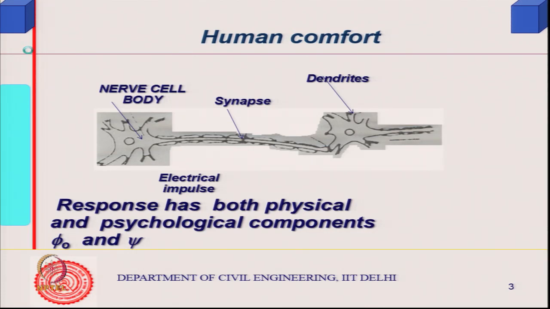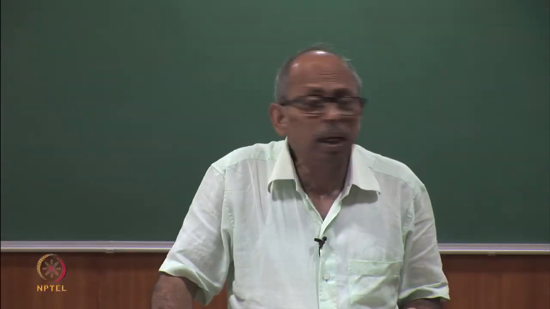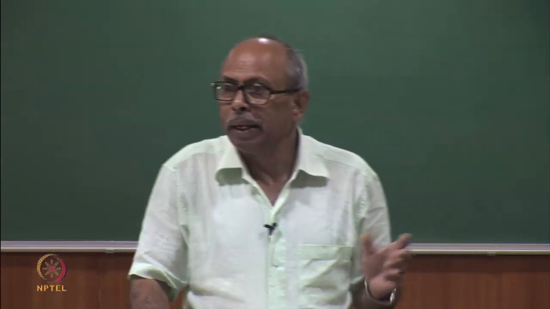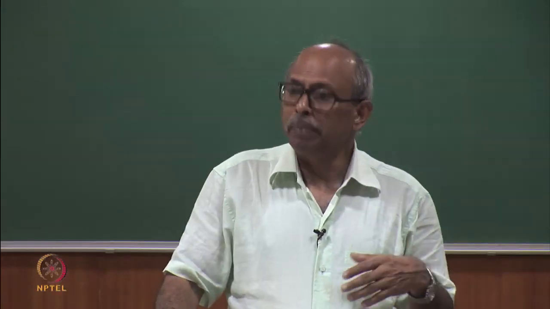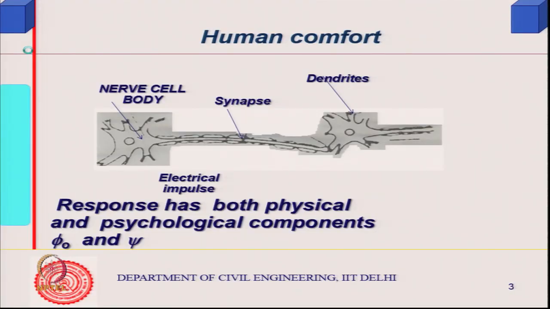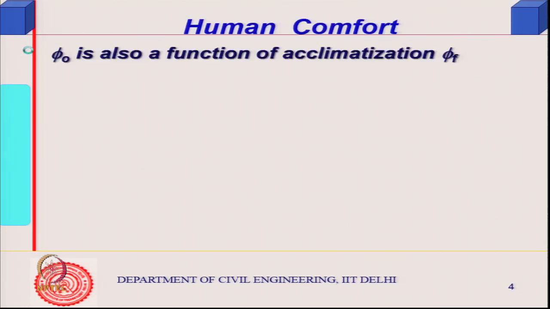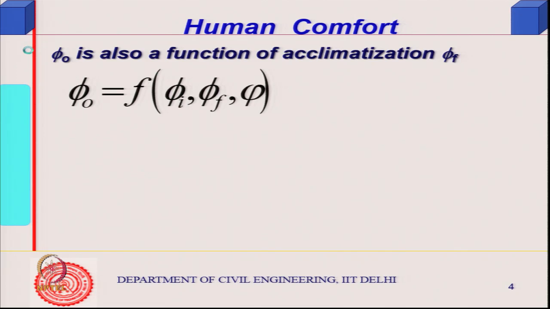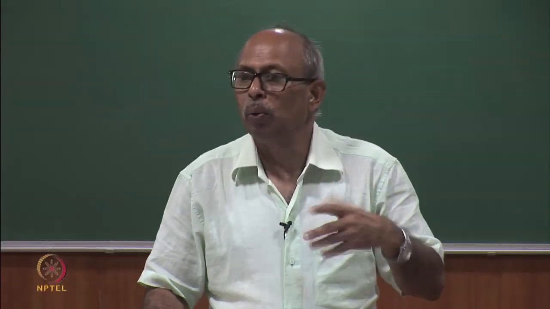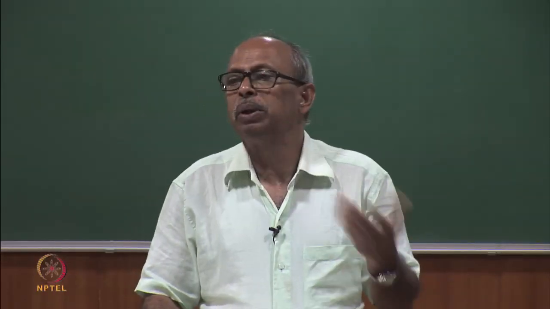Temperature is physical, something you can measure, but there are issues like adaptability. You can adapt, and there is also some kind of psychological component. So, actually the response psi is a function of phi I, which is the stimulus input, and phi psi, which is the psychological aspects. It is associated with your mental feeling of well-being or not so well-being, plus also the environmental factors which you can acclimatize to.